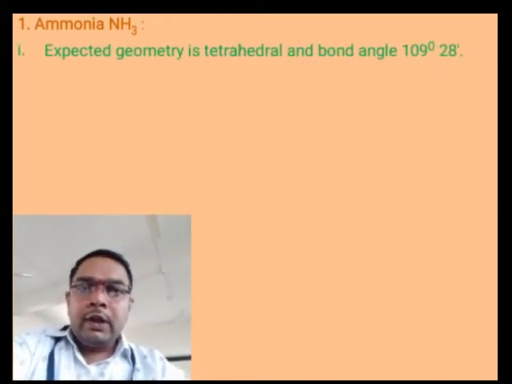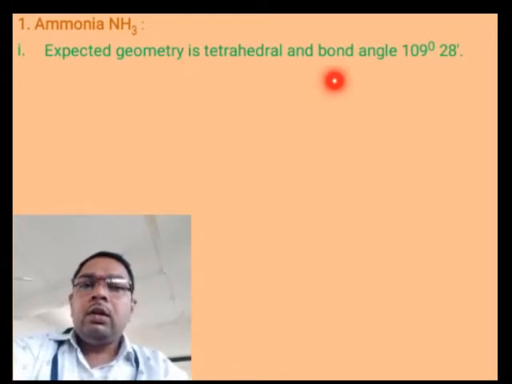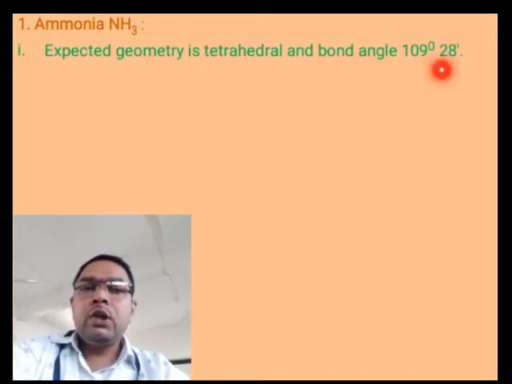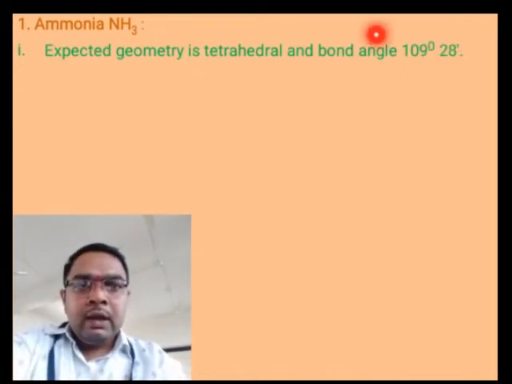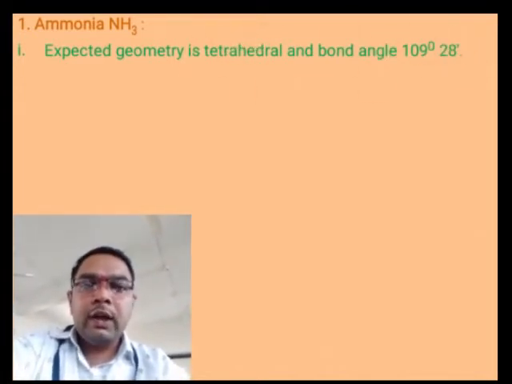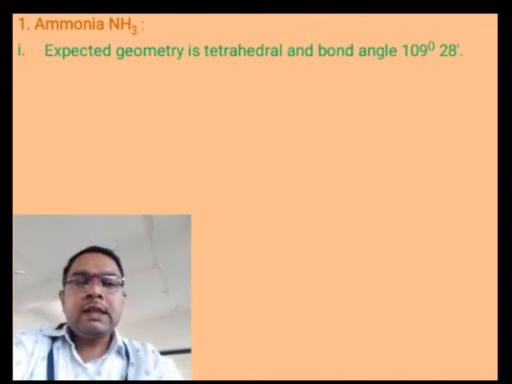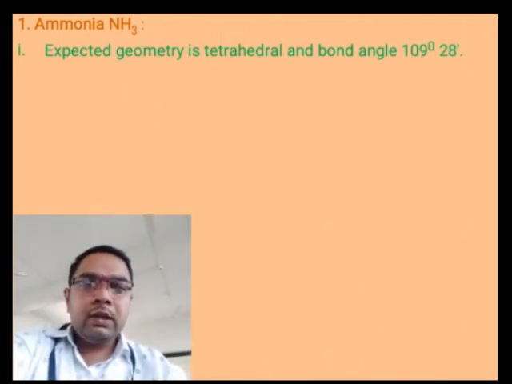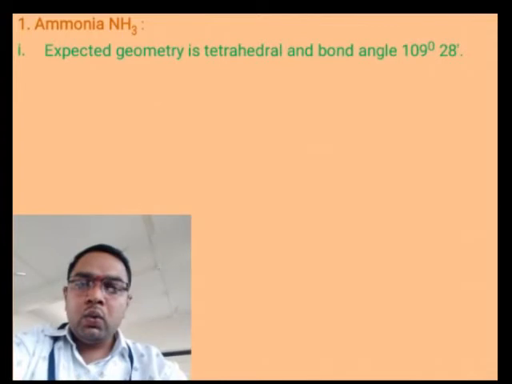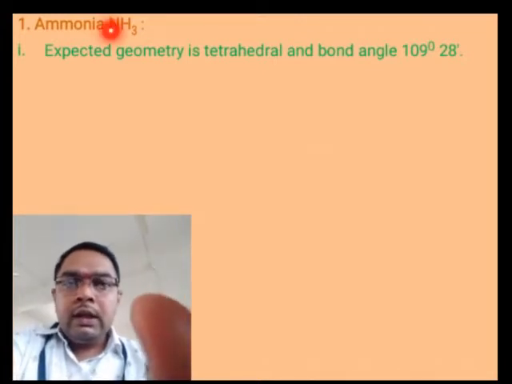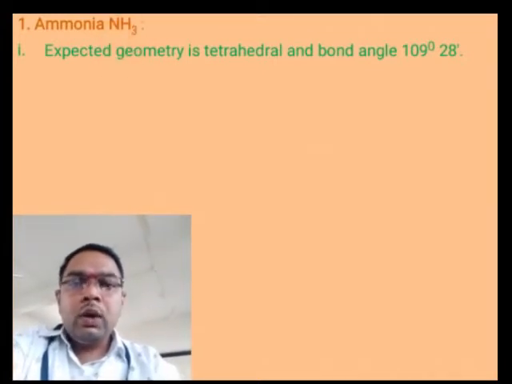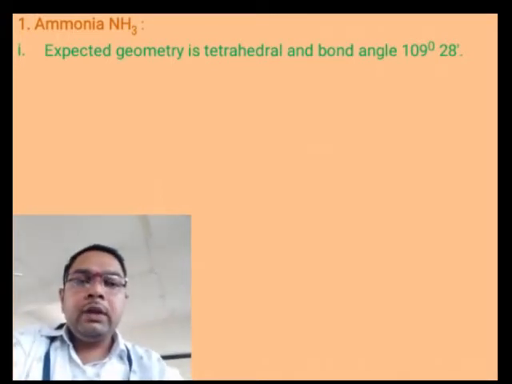The expected geometry is tetrahedral and the bond angle is 109 degrees 28 minutes. This tetrahedral geometry and bond angle are present in the methane molecule CH4. The bond angle between hydrogen, carbon, hydrogen is 109 degrees 28 minutes and the geometry is tetrahedral. But the ammonia molecule contains one lone pair and three bonding pairs, that is, it is an AB3E type molecule.